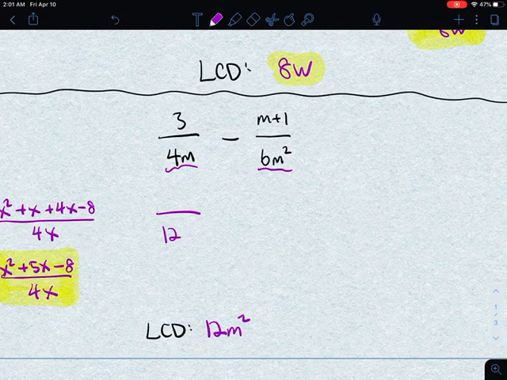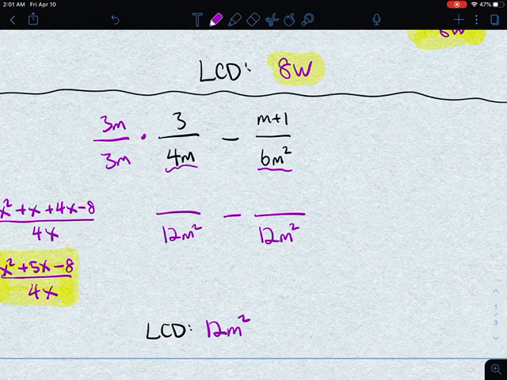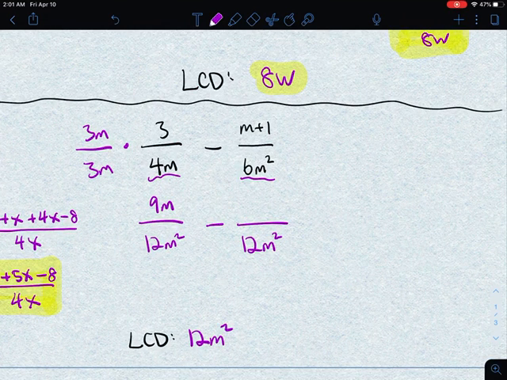All right, and then let's look at the subtraction part. Again, I want everything under 12m squared this time because that's my LCD. Okay, so how can we go from 4m to 12m squared? I need to multiply by 3m over 3m, which will give me 9m on top, so that one's not too bad. Here I'm multiplying by, again, I'll put the parentheses just to help us, 2 over 2, because 6m squared times 2 will give me 12m squared.